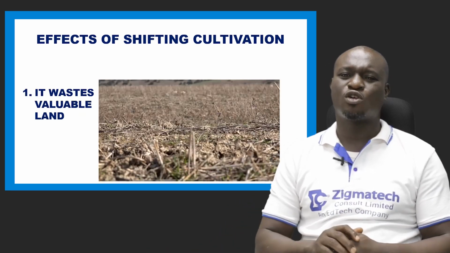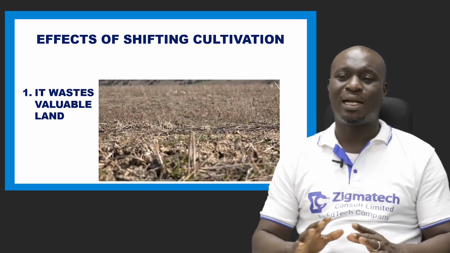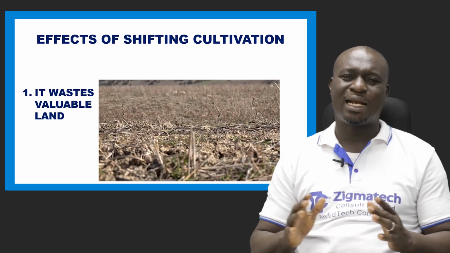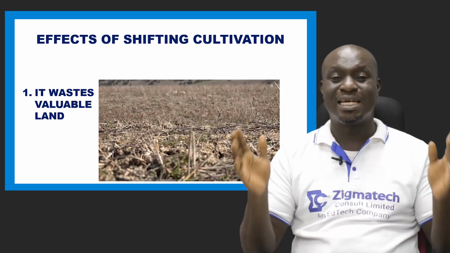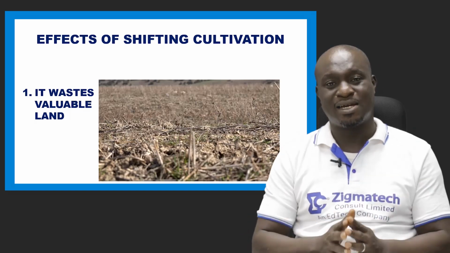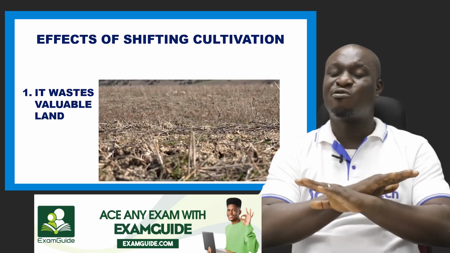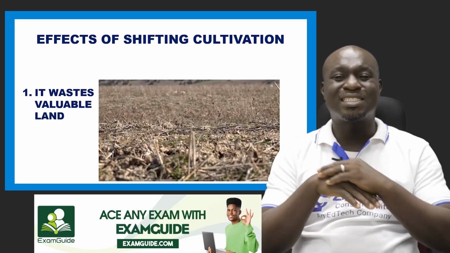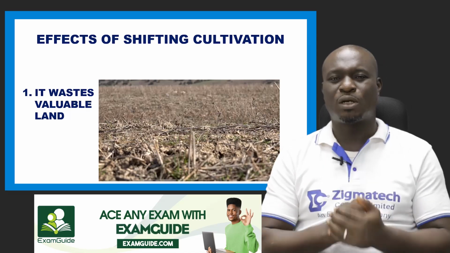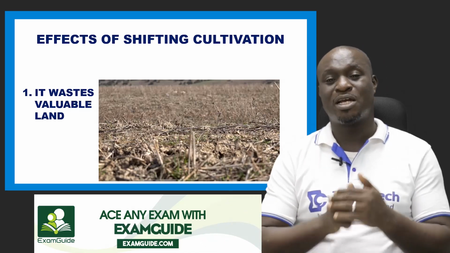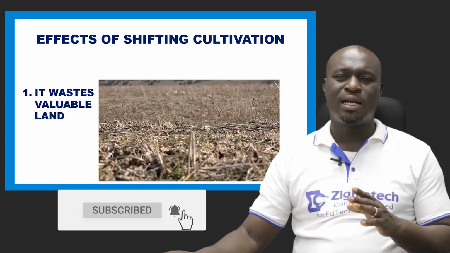Now, one effect of shifting cultivation is that it wastes valuable land. That period you are allowing that particular land to remain fallow for up to a year without cultivating anything, it means you have just left that particular piece of land fallow. I mean, you've just wasted that particular piece of land that would have been used for something valuable, for something meaningful. Okay, so it wastes valuable land.